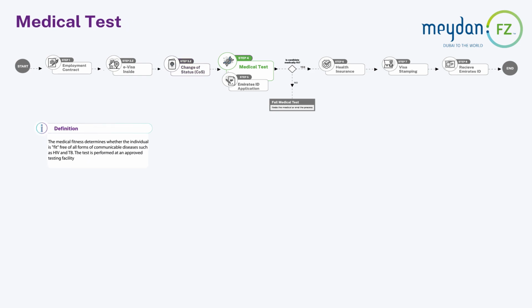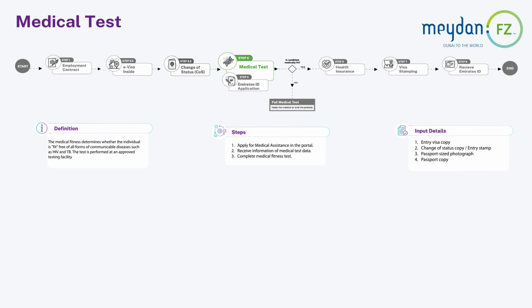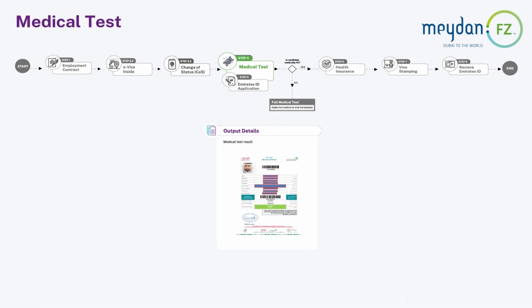Four. Medical test. Once an employee has entered the country, the next step is to get a medical test done. The medical fitness determines whether the individual is fit and free from all forms of communicable diseases such as HIV and TB. The test has to be performed at an approved testing facility. Let's recap the steps again. Apply for medical test in the portal. Receive information of medical test date. Complete medical fitness test. Please read through the documents required to be submitted. Basis the documents submitted, the medical fitness results are issued as highlighted.